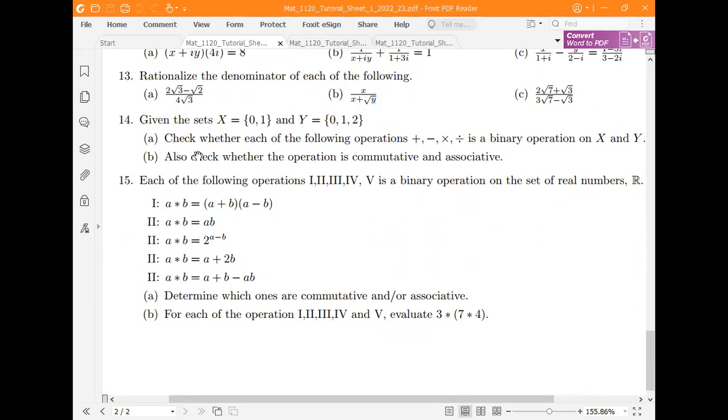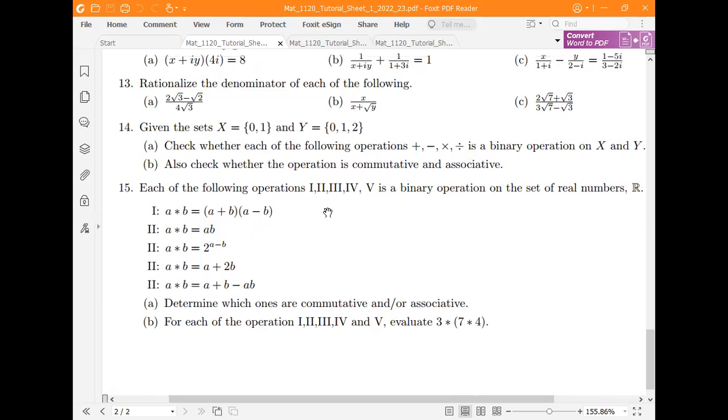Then we have question 14 here. Given the set x and y, check whether each of the operations is a binary operation on x and y. Also check whether the operation is commutative or associative. That's the binary. So if you're given a set, you would always want to form a table. So I'll demonstrate on multiplication.